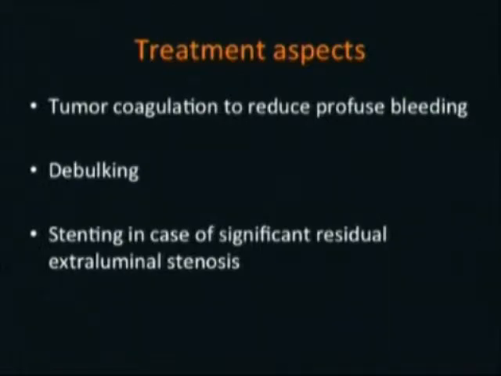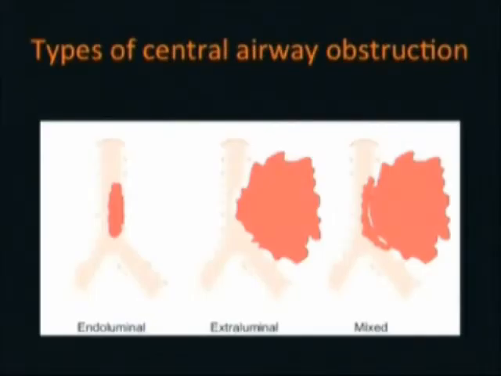Treatment aspect. Usually, an endoscopic treatment will have three phases: tumor coagulation to reduce profuse bleeding, debulking of the tumor, and eventually stenting in case of significant residual extraluminal stenosis. And it depends on the tumor, on the size, the place, or even the nature of the tumor.